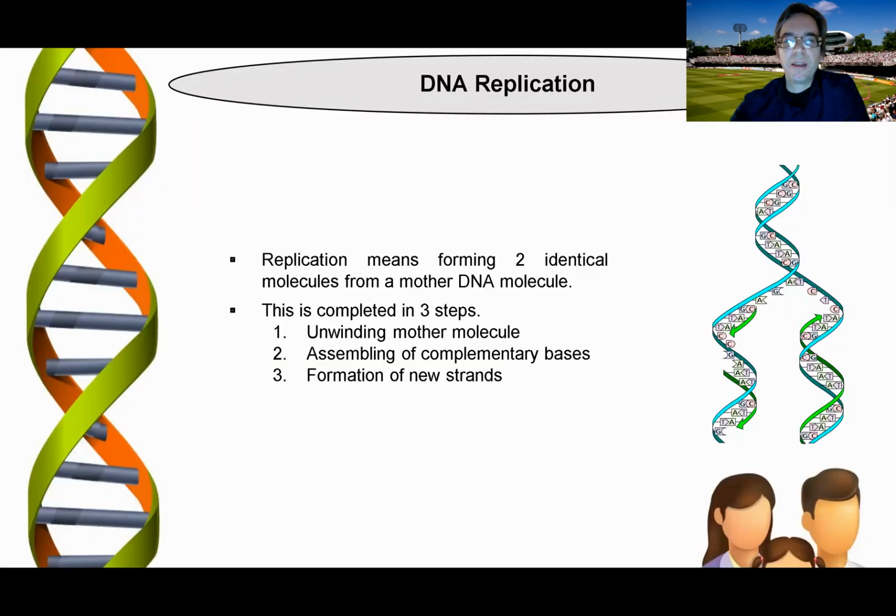A little bit about DNA replication. What is replication? It's a key cell process, meaning how we form 2 identical molecules from a mother DNA molecule. So 3 steps: 1 is unwinding it, 2 is assembling the base pairs, and 3 is formation of new strands.